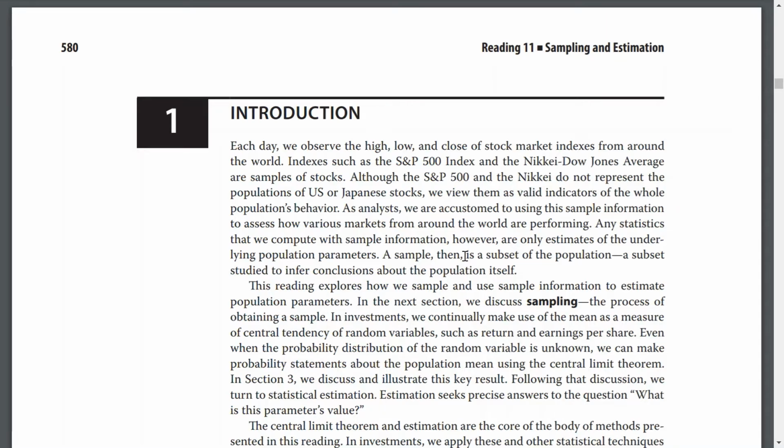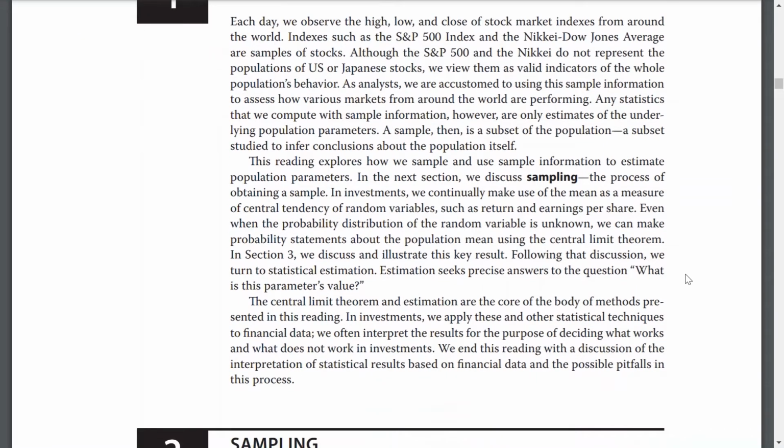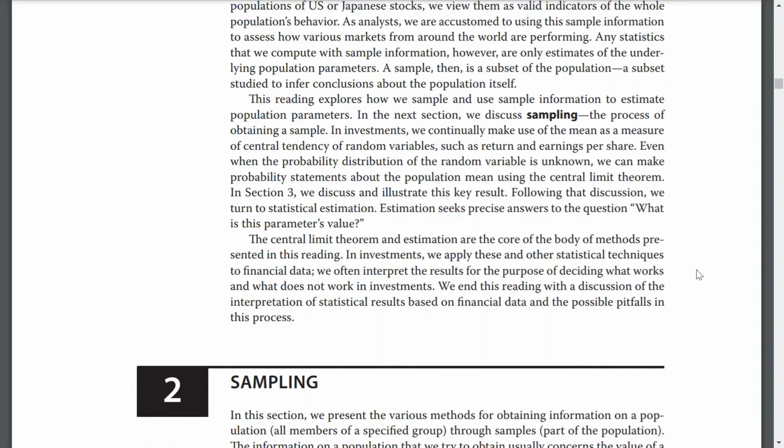A sample then is a subset of the population, a subset studied to infer conclusions about the population itself. This reading explores how we sample and the use of sample information to estimate population parameters. In the next section, we discuss sampling, the process of obtaining a sample.